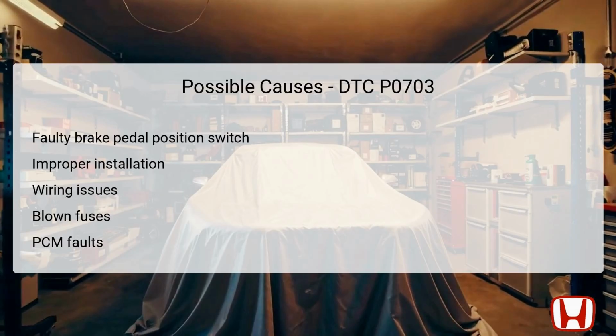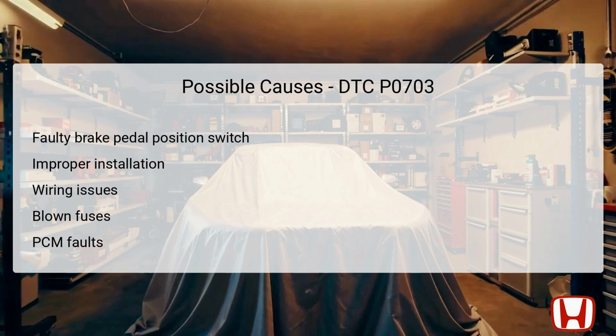The possible causes identified for DTC P0703 include several key areas worth scrutinizing. First, a faulty brake pedal position switch is a primary concern, potentially stemming from wear and tear over time. Next, improper installation can lead to the switch not aligning correctly with the brake pedal, which may misreport the pedal's position. Wiring issues, including breaks or shorts in the BKSWNC circuit, can impede signal transmission.